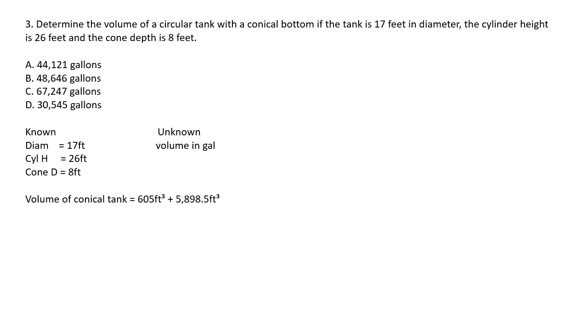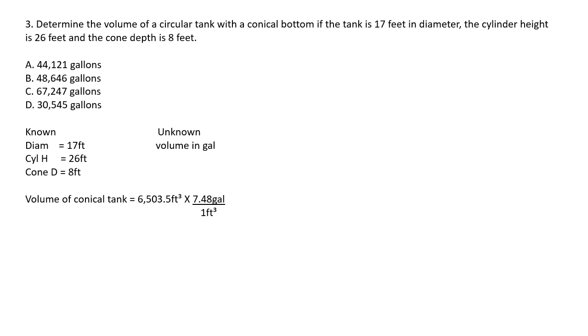So to get the volume of the conical tank, we add the 605 cubic feet of the cone and the 5,898.5 cubic feet of the cylinder. Add them together, and your total volume is 6,503.5 cubic feet. We need to convert this to gallons. There are 7.48 gallons in a cubic foot. So we have set this up so that cancels out.